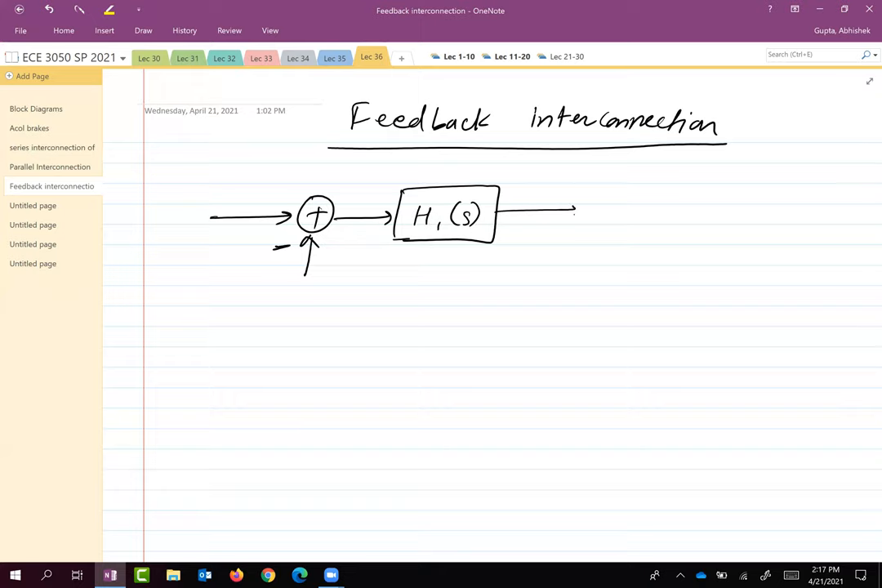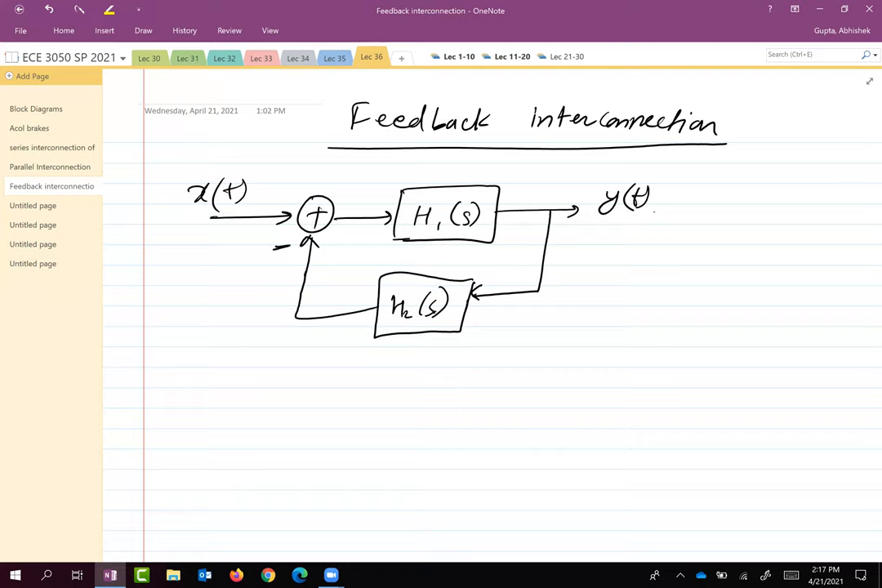H1 of s. H2 of s. This is x(t). This is y(t). Let me give this intermediate variable a name, z(t), and this z(t) gets subtracted. Oh, z is already used, I need to give it a different name. u, v, w of t. I don't think we have used w. Yeah, we have not used w, so let's give it the name w(t). So that's the output of the second system.